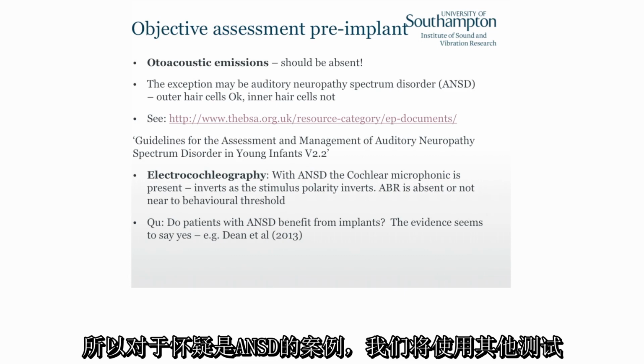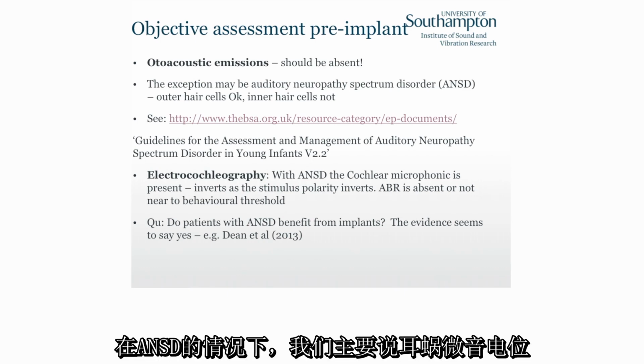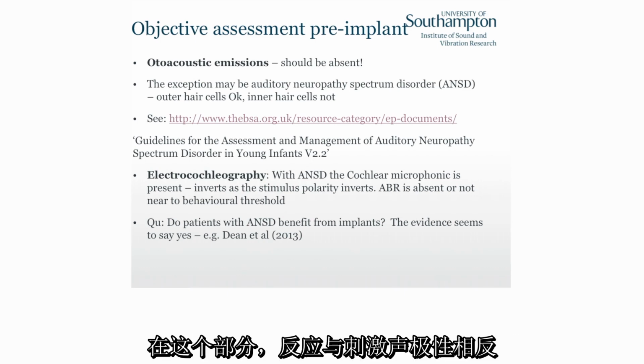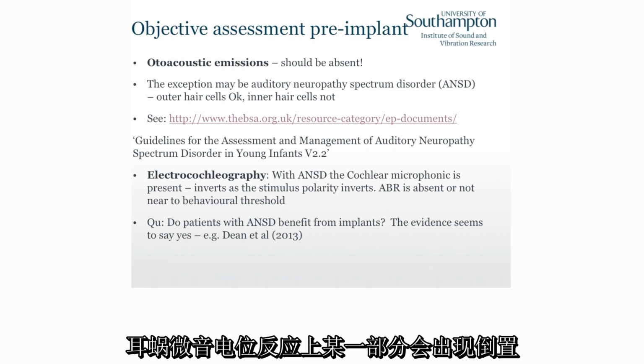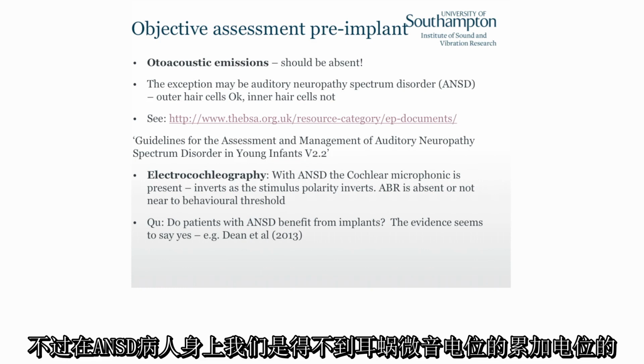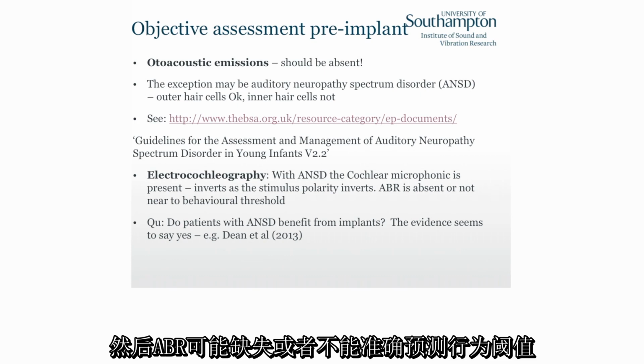If we suspect ANSD, we would try electrocochleography. In cases of ANSD, we see a cochlear microphonic. This is the part of the response that inverts with the stimulus polarity. So if we, for example, have clicks of positive and negative polarity, rarefaction and condensation, we'd see an inversion of the cochlear microphonic response. However, we wouldn't get the summating potential from the cochlear microphonic in cases of ANSD. And the ABR we would expect to be either absent or not necessarily predict behavioural thresholds.